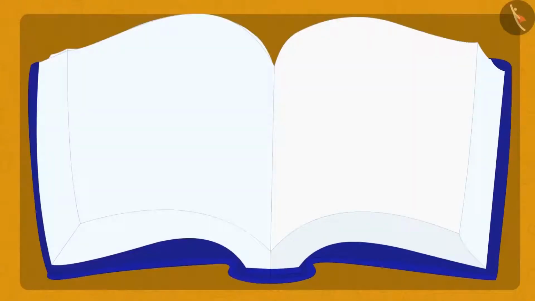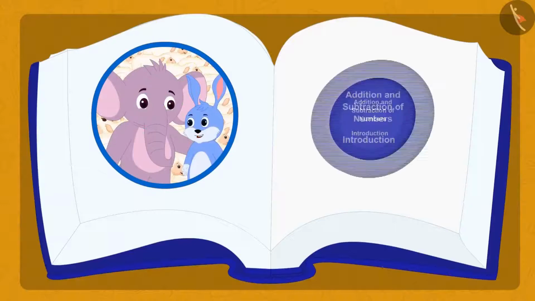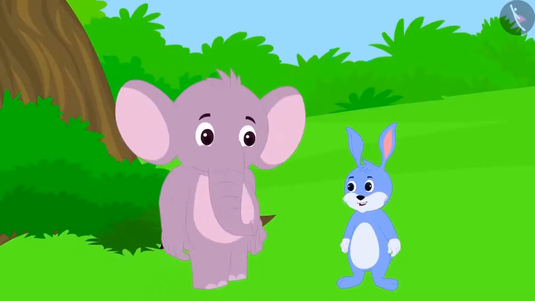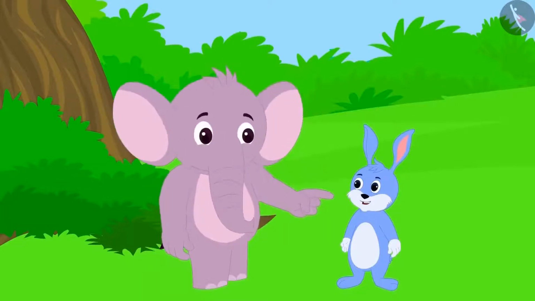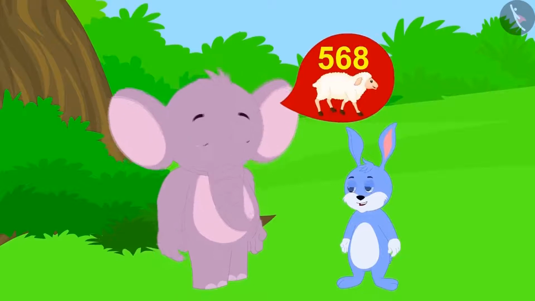Hello, children. With the help of a funny story today, we will learn addition and subtraction of numbers. Appu once asked Bunny to rear his sheep. Appu had a total of 568 sheep.